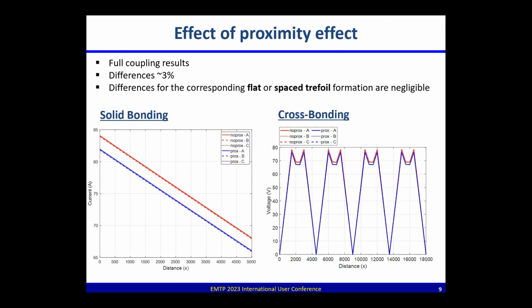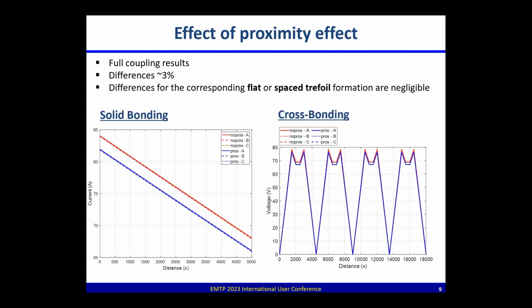So we started doing also some parametric analysis in order to investigate the effect of different factors. The first one is the proximity effect. This is possible by using the Monzo model. The results here are presented for the solid bonding and the cross bonding cases. For the first case, we assume a 5 kilometer length, and for the second one, the 18 kilometer length as previously.